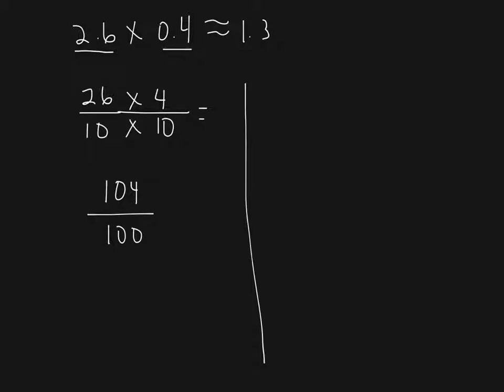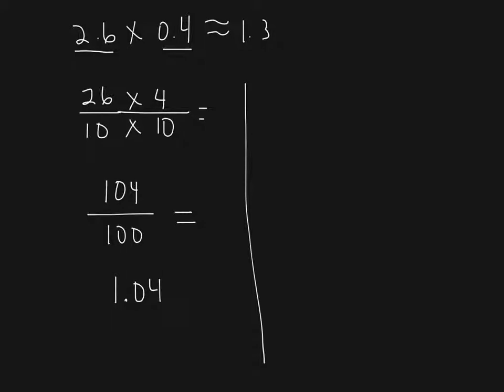So 104 over 100, and then of course, instead of thinking about what simplest form is, I'm going to turn that into a decimal. 100 will go into 104 one whole time, and 104 hundredths is going to be 1 and 4/100 written as a decimal.